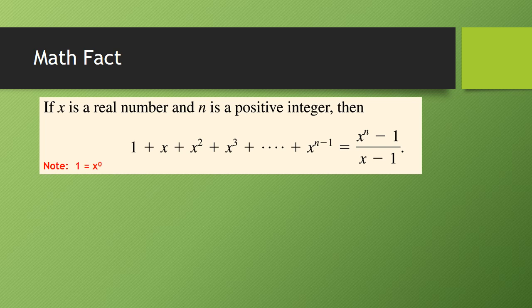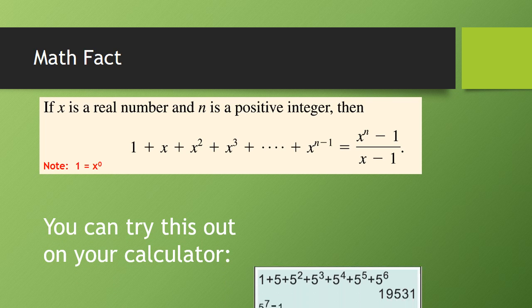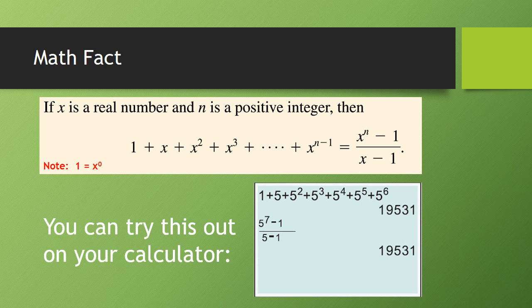Okay, a little math fact here. If x is a real number and n is a positive integer, then 1 plus x plus x squared plus x to the third, all the way up to x to the n minus 1, can be figured out using this little formula, x to the n minus 1 over x minus 1. And if you're wondering why there's a 1 up front, think of the 1 being x to the 0. So what you really have here are powers of x that you're adding up from 0 to 1 less than your end goal. And we're going to use this fact in some of our formulas. You can even try this on your calculator and show that it actually works.